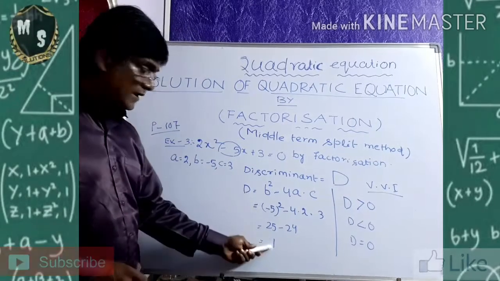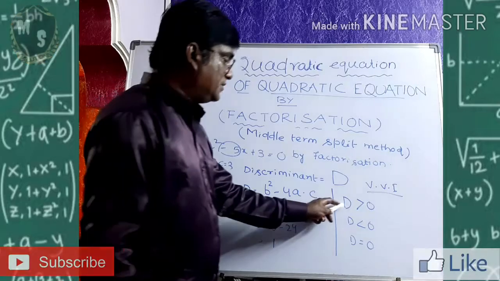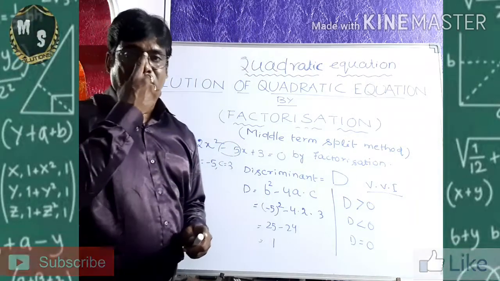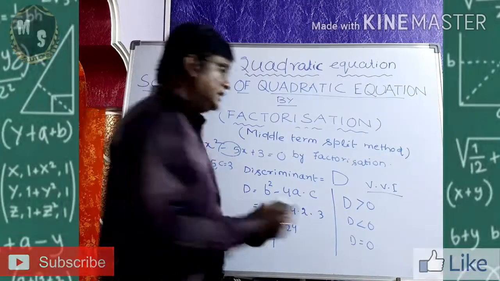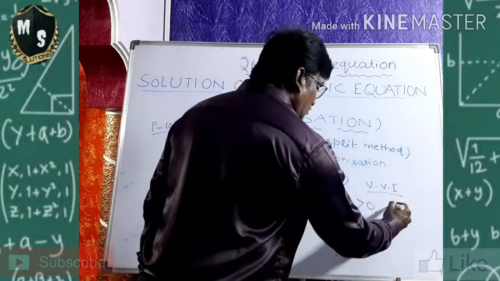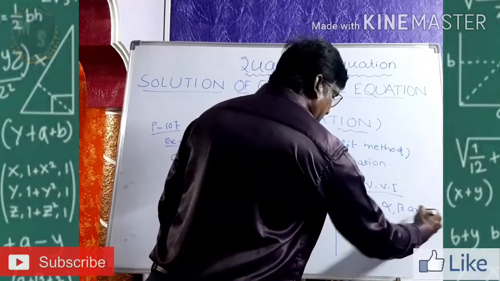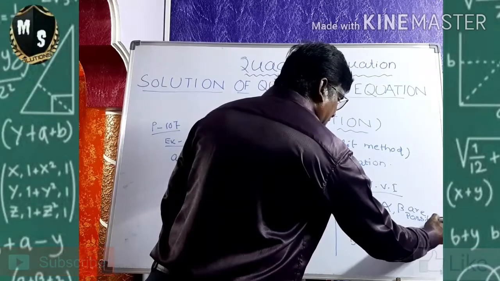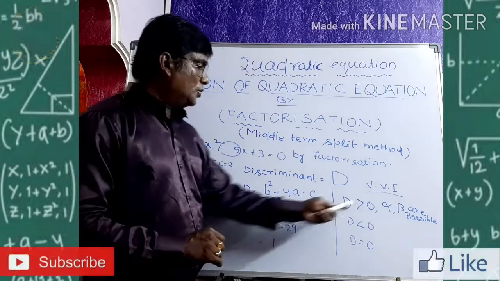Now my D is 1. 1 is definitely greater than 0. My D is greater than 0 now. If D is greater than 0, then compulsorily there are 2 roots. What are the 2 roots I told you? Alpha, beta. The roots are possible. Clear? Now you know the roots are possible.